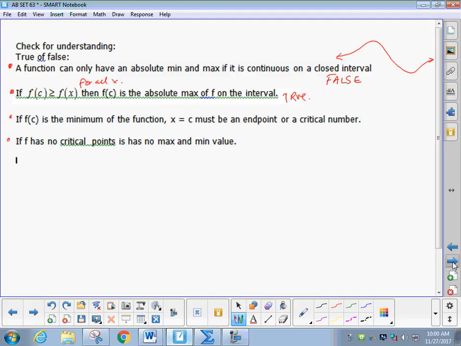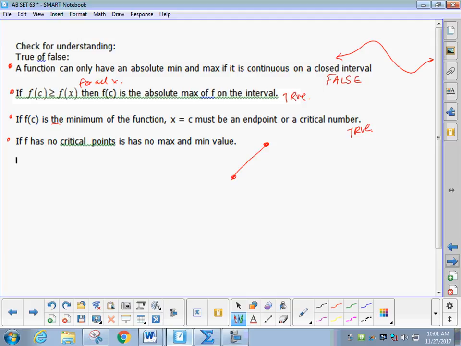If f at c is the minimum value of the function, it's implied absolute min. x equals c must be at an endpoint or a critical number. If I know that the min is at c, then must that be an endpoint or a critical number? Yeah, that's Fermat's theorem. If f has no critical points, it has no max and min value. That's false. For example, just boom, there. That has no critical points, and yet it has an absolute min and max.